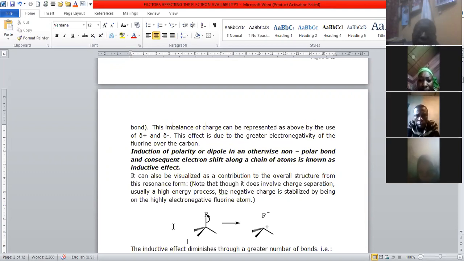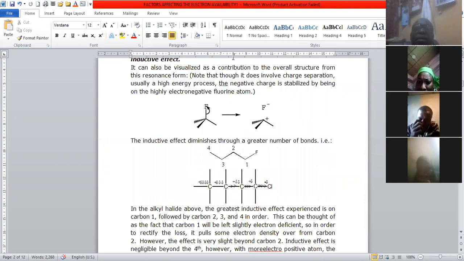Okay, now this effect, no matter the length of the chain, the inductive effect will be transferred along the chain. The example we showed the other time was of just carbon and fluorine, but if there is another carbon attached to that carbon, it will also feel that pulling of electron. That's what we are illustrating here.